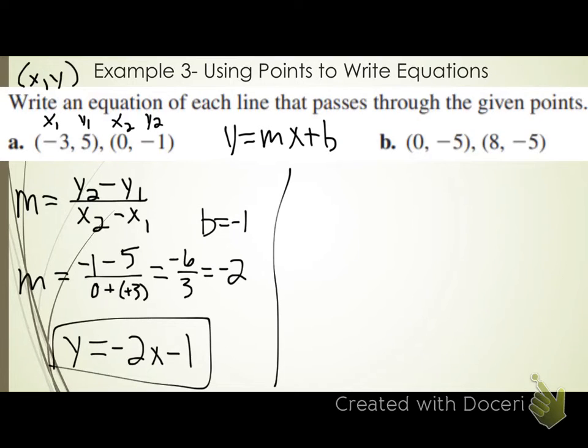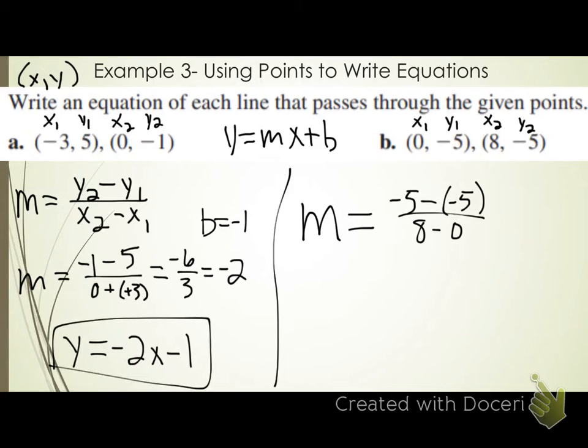Letter B. Same thing, right? Find our slope first. What's my second y value? -5. Bring your minus sign over from the formula. What's my first y value? -5. Over, what's my second x value? 8. Bring your minus sign over. First x value? 0. Are we feeling pretty good about plugging into the slope formula?